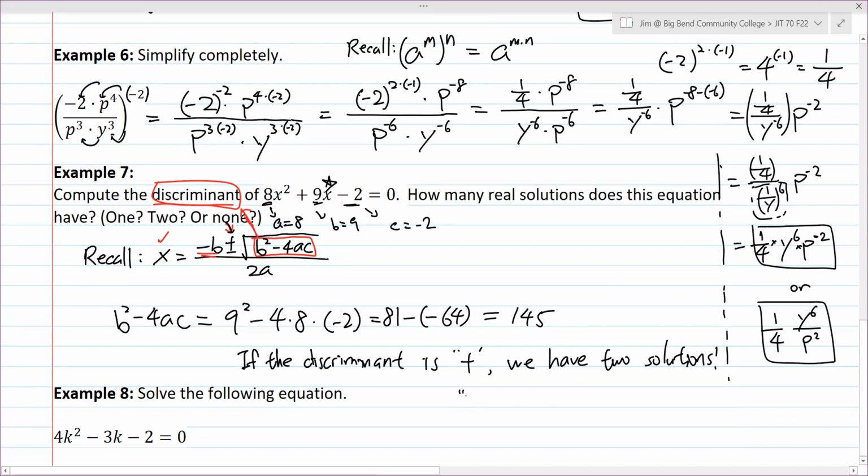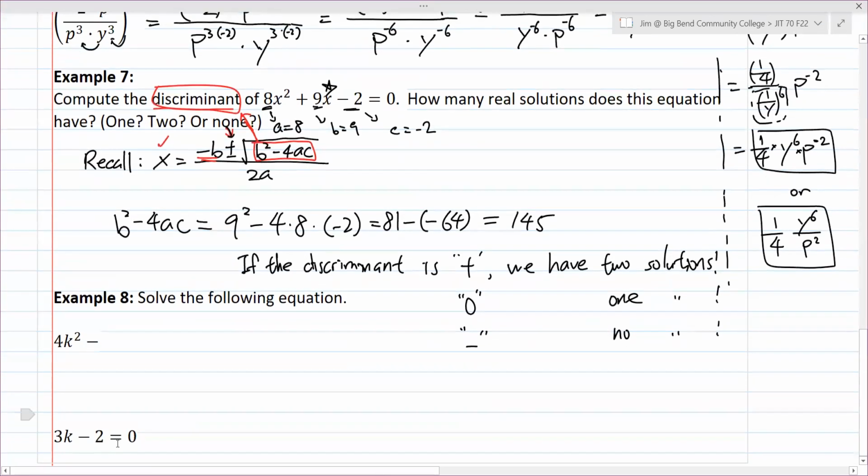And then there are other conditions. The discriminant can be 0 or negative. Then that will give us 1 solution and then no solutions in order, right? So again, the reasons should be covered in the lecture video, so make sure you watch them.